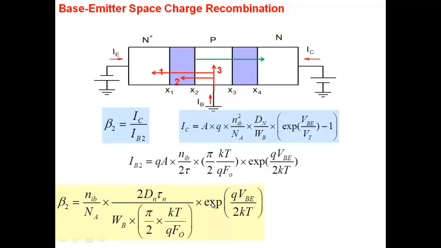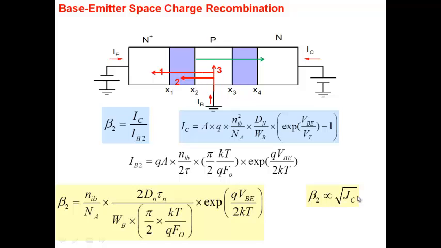But beta 2, if you look at this exponent QVB by 2kT, I can write beta 2 as going as the square root of JC, the collector current density. This is very, very important. That beta 2, the space charge recombination current gain, goes as the square root of this. Why? Collector current goes as exponent VB by VT. So if I take the square root of collector current, what will it be? Exponent VB by 2VT. And that's the term that I'm saying, that beta 2 is the square root of JC.